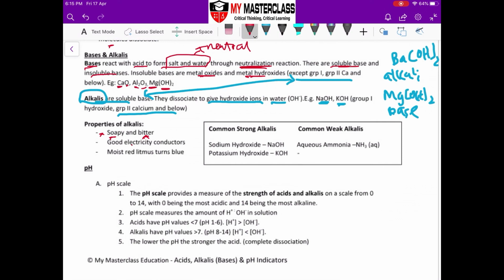They are good conductors of electricity. Why? Because they dissociate to form the ions, and then the ions act as charge carriers to conduct electricity. And then the moist red litmus paper will turn blue. So now you have a red litmus paper, and then you have a beaker of colorless solution. You put the litmus paper in, you take it out, it turns blue. This one must be an alkali, must be.